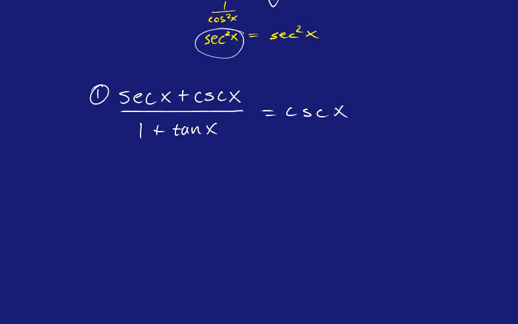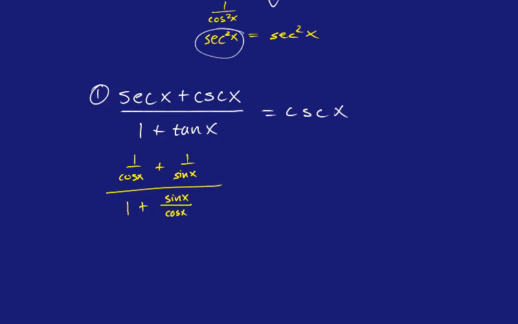So one of the things that a lot of people will say to do, a good strategy to start with, is to turn everything into sines and cosines. So secant is 1 over cosine plus 1 over sine for cosecant. And this is no guarantee that this is going to work, but I have an idea that it might work because on the other side it's only 1 over sine. And so then I have 1 plus sine of x over cosine of x.